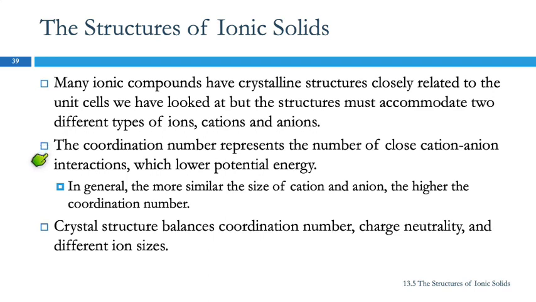Here, the coordination number is going to represent the number of close cation-anion interactions. And in general, the more similar the size of cation and anion, the higher the coordination number. These crystal structures have to balance not only coordination number, but charge neutrality and different ion sizes. So there's a huge variety of different types of crystal structures in ionic compounds. We're just going to take a little peek at it.